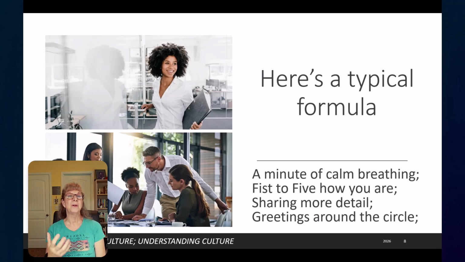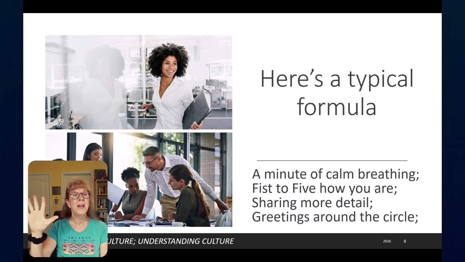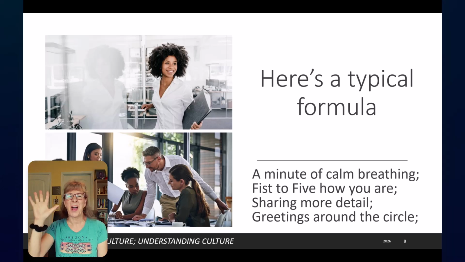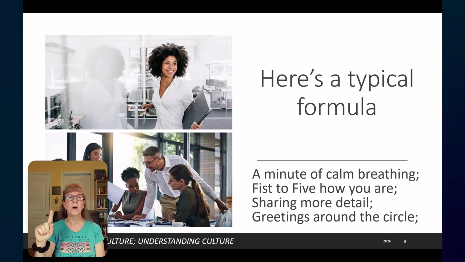You can then do, okay, fist to 5, how are you today? 5 is, I am outstanding. I feel fantastic today. 0 is, I'm having a terrible day. And then 1, 2, 3, 4, everything in between, right? 1 might be, I'm exhausted today. That thunderstorm kept me up. I am not having a great day at all. I don't want to be here. I just want to be back in bed.